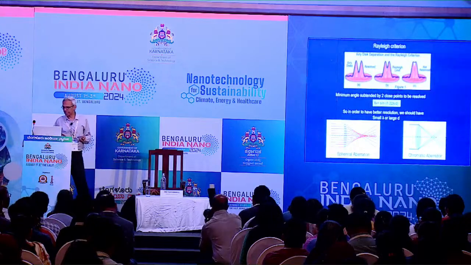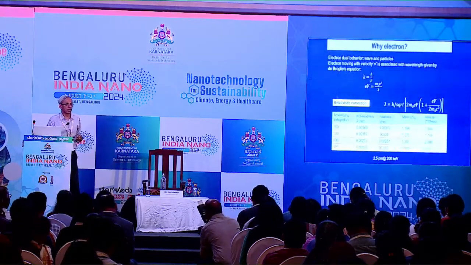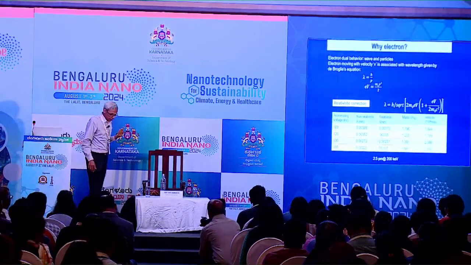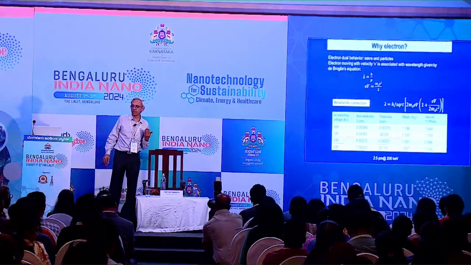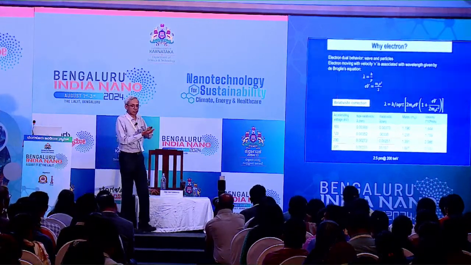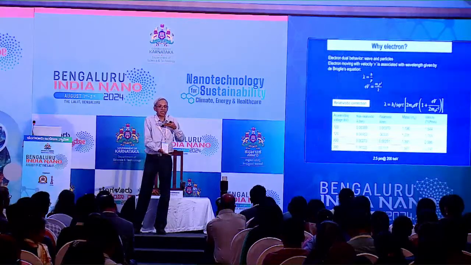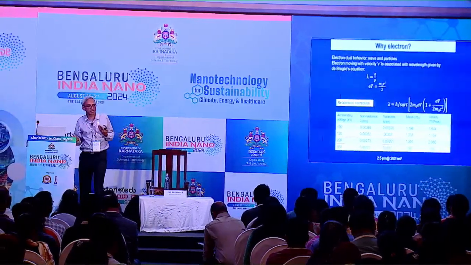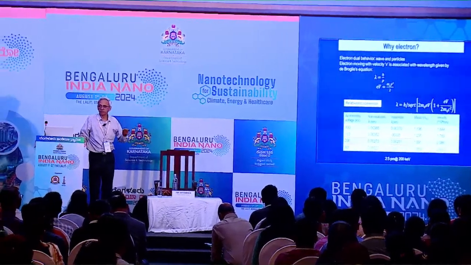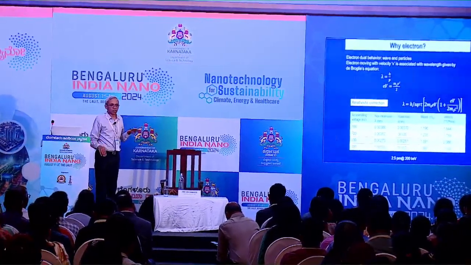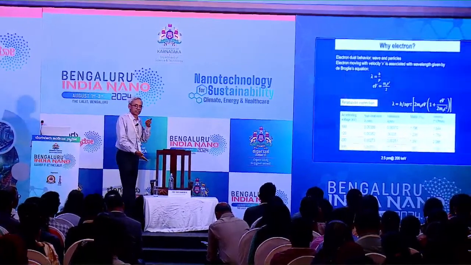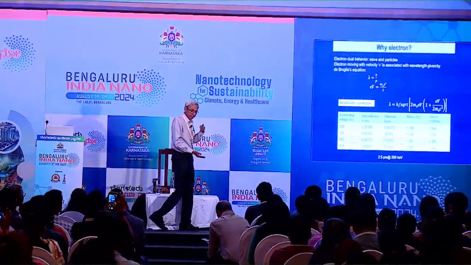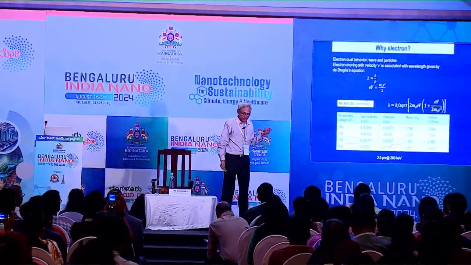We do that by basically using electrons. We make use of the de Broglie relationship, the particle-wave duality that we have. When we accelerate electrons across a potential difference so that it gains a velocity v, there's a de Broglie wavelength associated with it. Lambda equals h over mv. By changing the velocity, that is the accelerating voltage as it is called, we can change the velocity, and therefore we can change lambda.